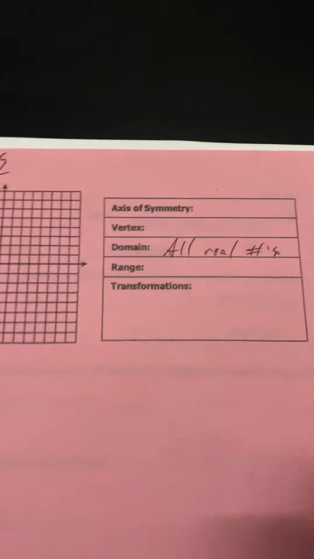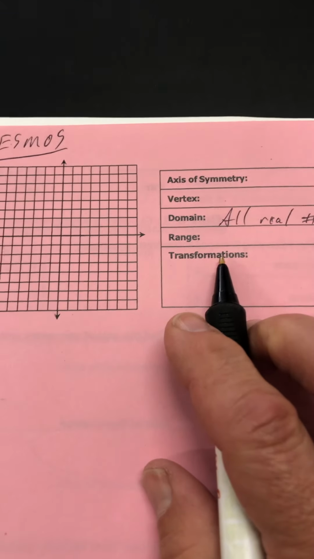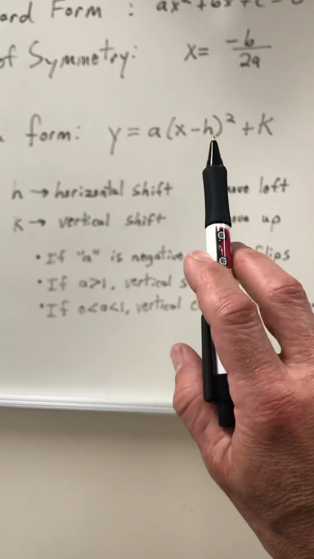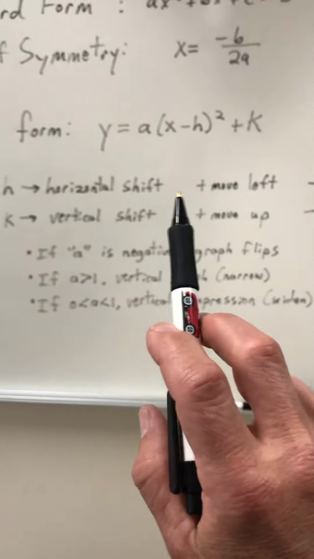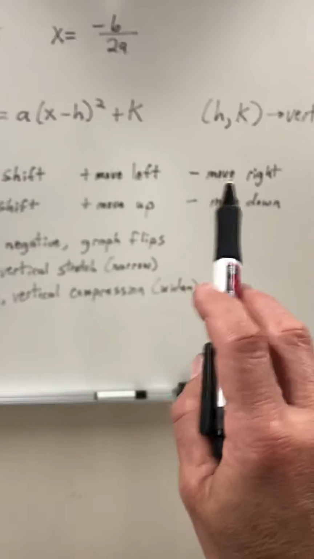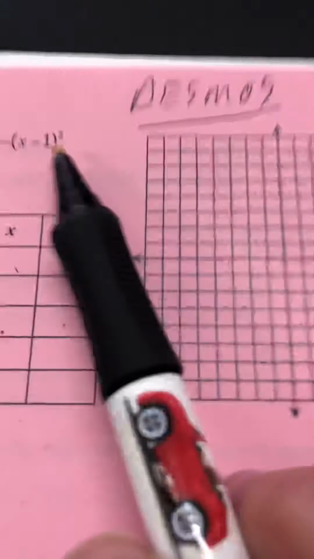The domain, once again, is all real numbers. The only thing that's added to this is the transformations. You have a negative here, so that means it's going to be flipped. So you're going to want to write flip there. And then inside here, it's -1. Inside, h is a horizontal shift, so it's going to be left or right. If it's minus, you're going to move right. How many? Well, that's that number right there. So you're going to write that too in the transformations.